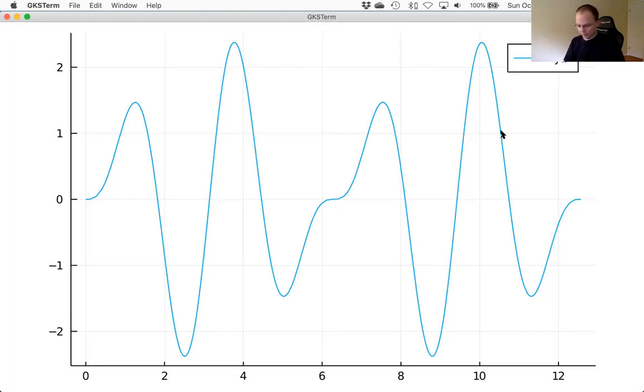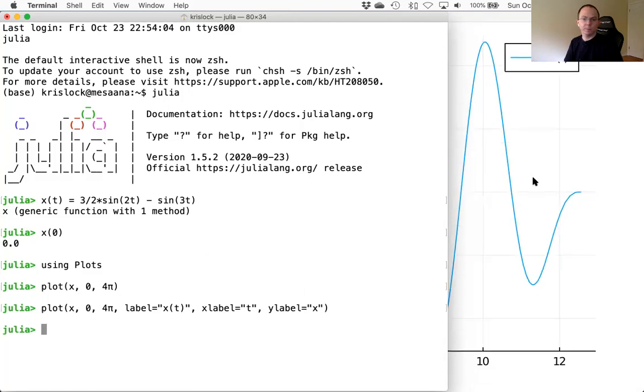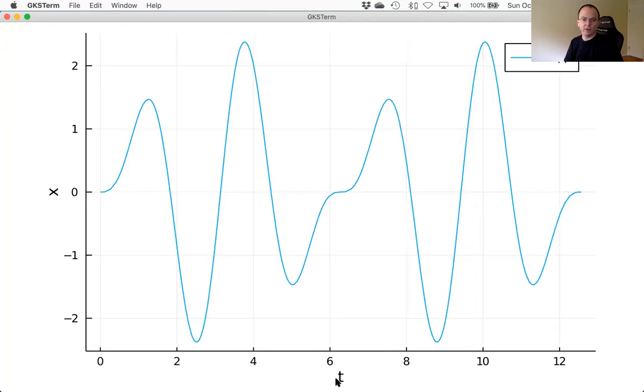Oh, it's labeled as y1, but let me change that. So I want to say label equals x of t. Right? Maybe x label is t, and the y label is x. Okay. There. So we've got the x-axis and y-axis labeled properly.